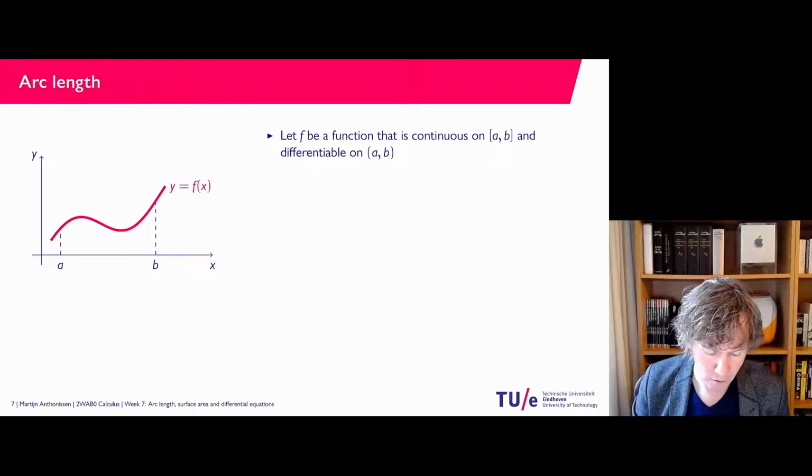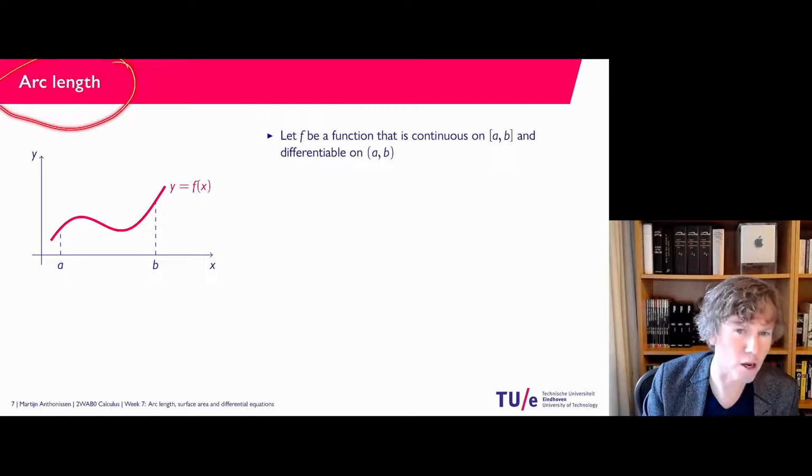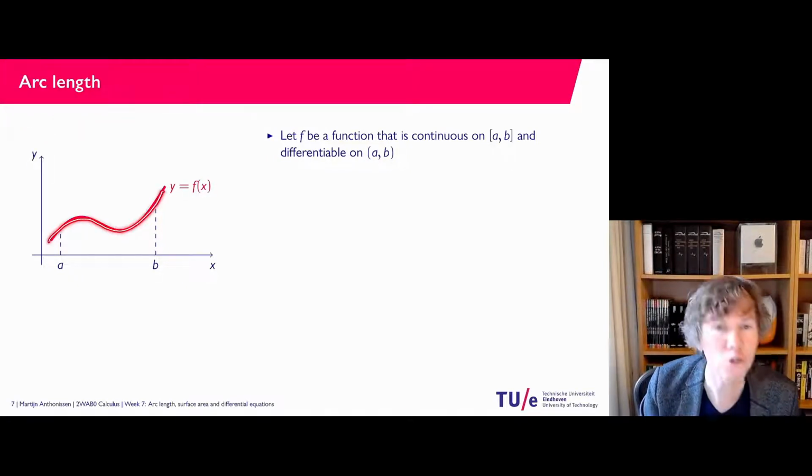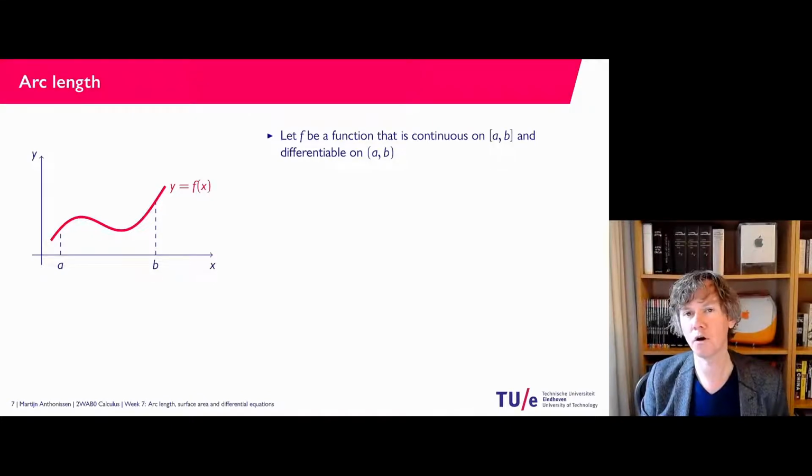So what we get is called the arc length. The arc length is, if you walk along this function here, what is the distance you travel? That's called arc length. In Dutch, it's called booglengte.